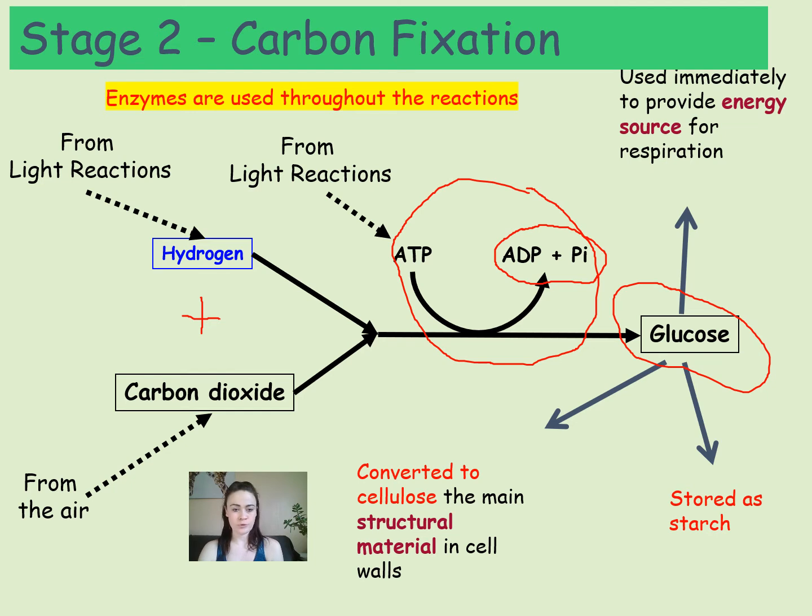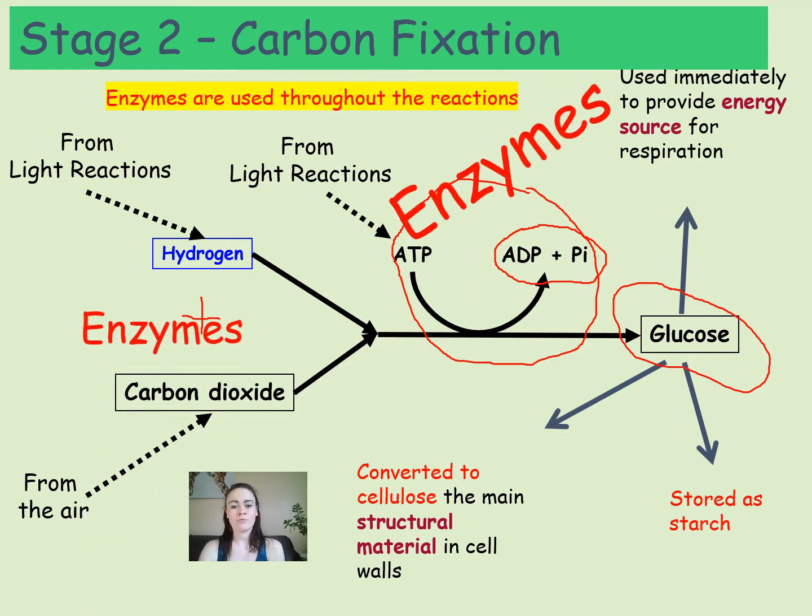Throughout this whole process, there's multiple reactions happening, and all of them are controlled by enzymes. Again, don't know what enzymes are? Go back, Unit 1, Key Area 4. Enzymes are special proteins that speed up chemical reactions. We've got enzymes at the start. We've got enzymes in the middle. We've got enzymes at the end. Okay? Enzymes are very important, and that's going to be an important point later.